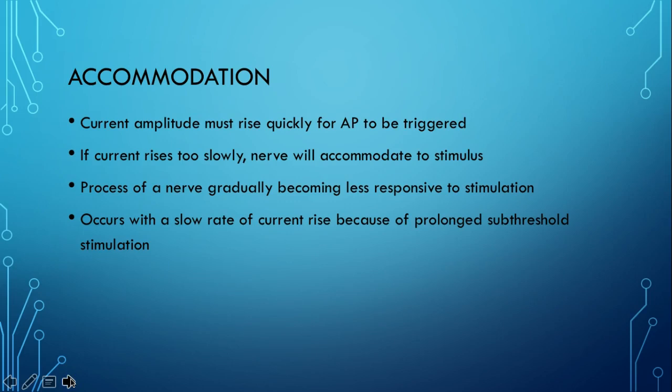Accommodation. The definition would be: a current amplitude must rise quickly for an action potential to be triggered. If the current rises too slowly, the nerve will accommodate to the stimulus, the process of a nerve gradually becoming less responsive to the stimulation. This occurs with a slow rate of current rise because of prolonged subthreshold stimulation. So when we start talking about TENS, we'll talk a little bit more about this accommodation factor, what happens at that subthreshold level, and why it's important to get your patient to that desired response with the action potential in order to get the benefit of the electrical stimulation.